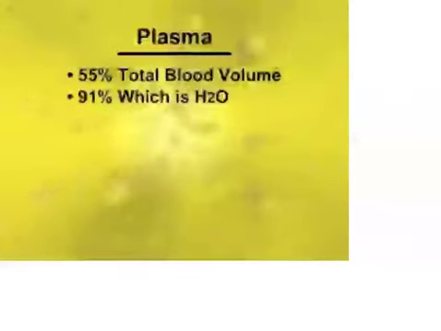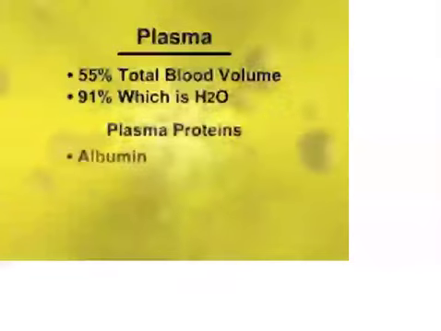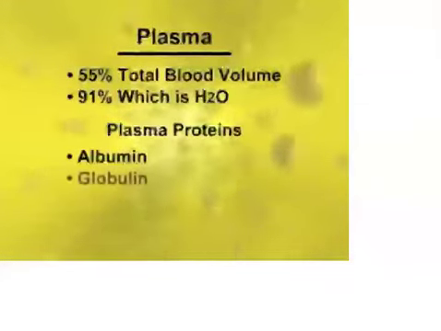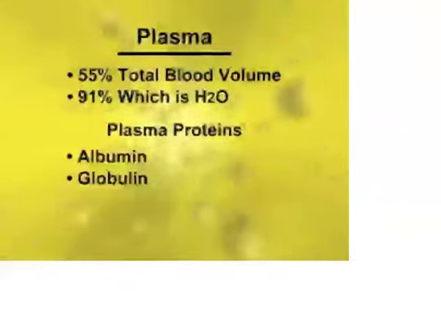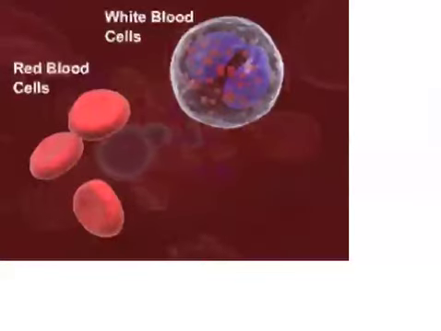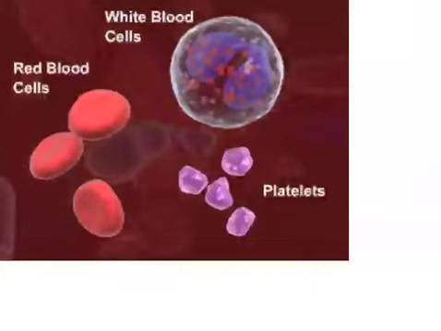Plasma makes up 55% of the total blood volume, 91% of which is water. Plasma proteins are albumin, to maintain osmotic pressure and water balance, globulin antibodies to help the immune system, and fibrinogen, an essential component for blood clotting. The formed elements are erythrocytes or red blood cells, leukocytes or white blood cells, and thrombocytes or platelets.